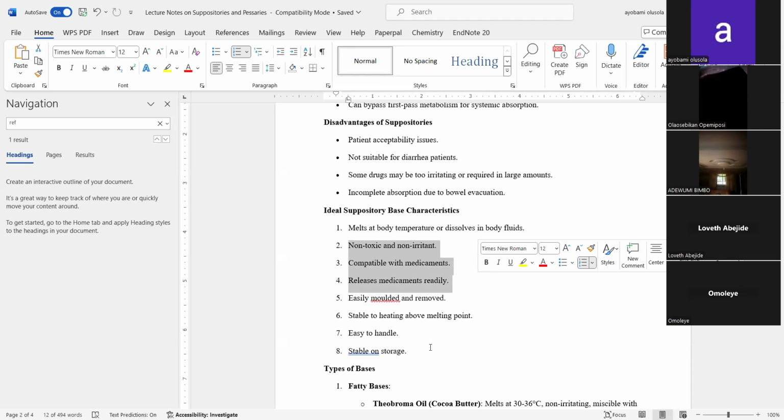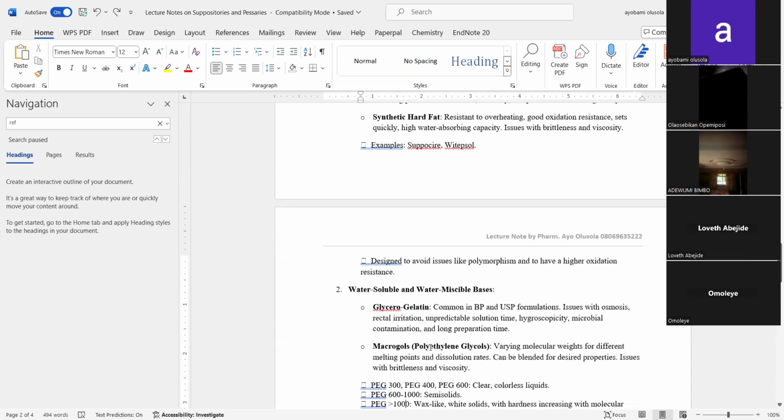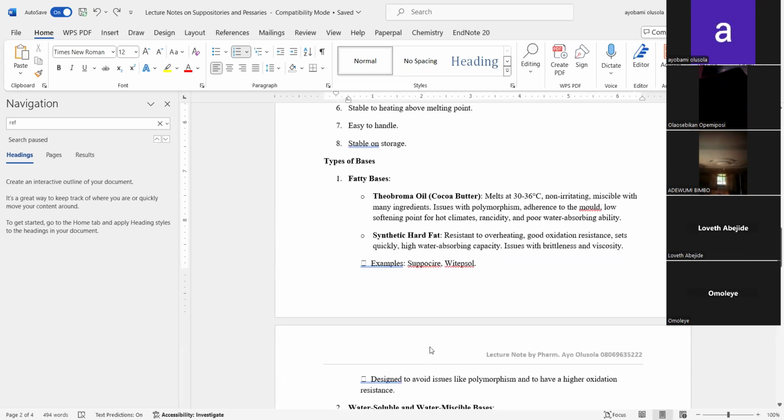So what are the types of bases that we use in making suppositories? Majorly, there are two types. We have the fatty bases and we have the water-soluble or water-miscible bases. For the fatty bases, one, we have theobroma oil, cocoa butter. The botanical name of cocoa is Theobroma cacao. So if we say theobroma oil, we are referring to cocoa butter. It melts at 30 to 36 degrees Celsius.